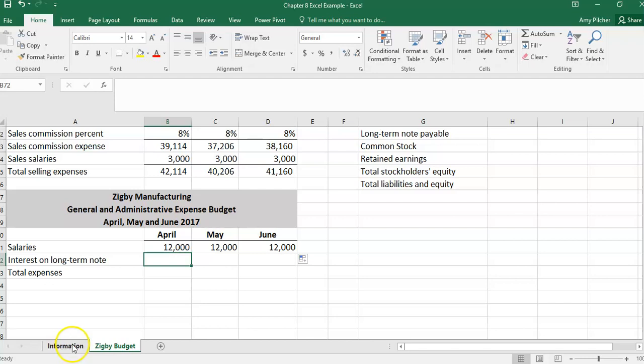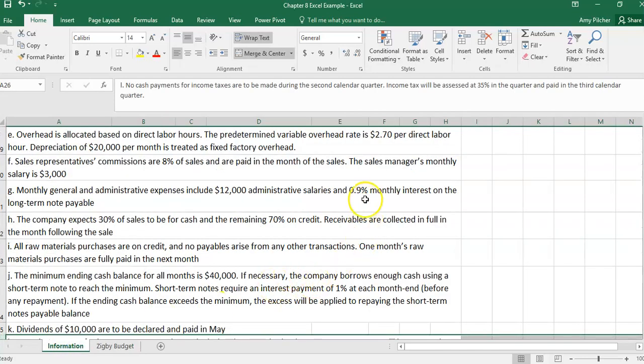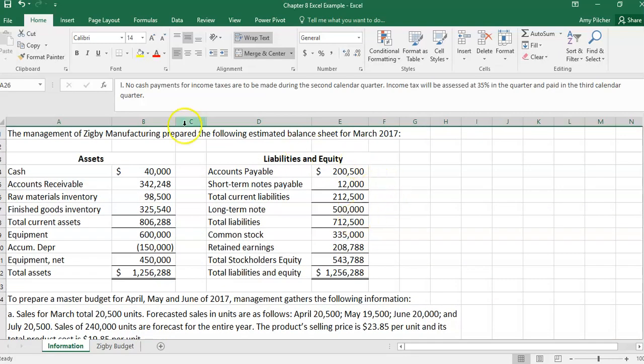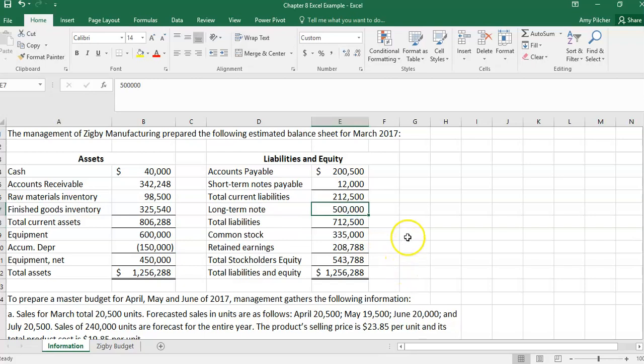Now we need that interest on the long-term note. So for an interest calculation, remember we have amount times rate times time. The rate that is given here is a monthly rate. So that has already taken care of the time. So now we just need an amount times our monthly rate. So if we go up here to the balance sheet information that we have, we'll find that we have a long-term note of $500,000. So our interest payment is $500,000 times 0.9%.